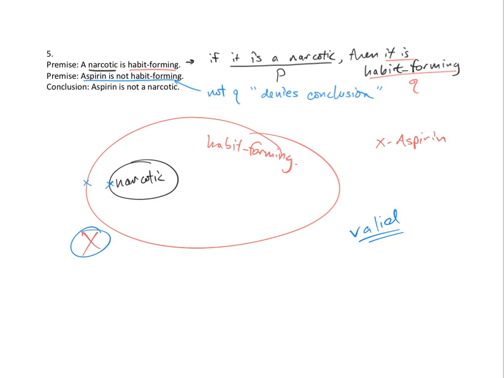But this is not a sound argument. And that's because the second premise, aspirin is not habit forming, is false. It is absolutely habit forming. So this is not sound. So this is the only example you'll see where we have a valid argument that is not sound. And that wraps up the video for lesson 1D.